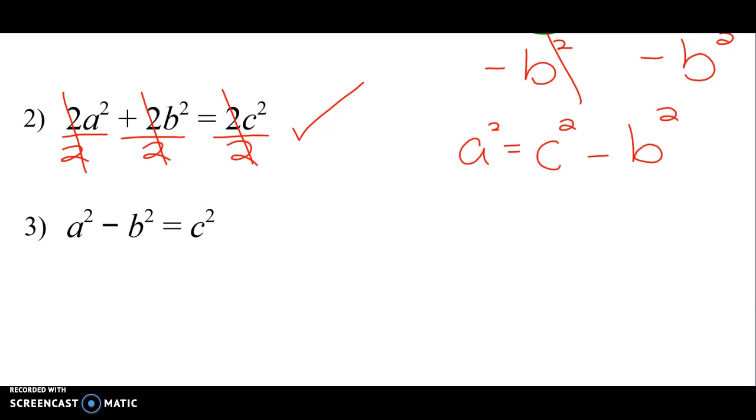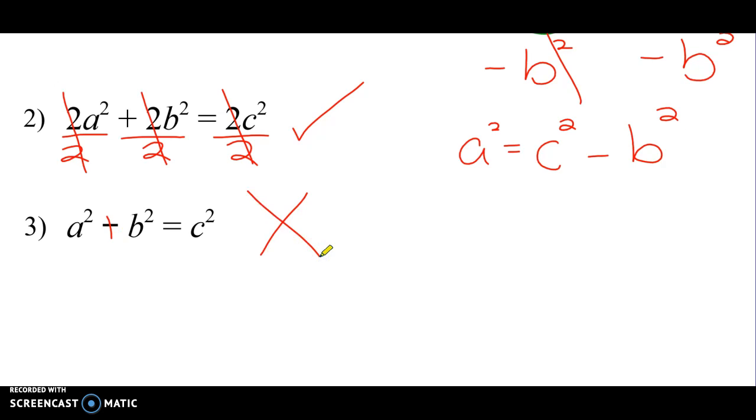What needs to happen for this to work? It needs to be added. And nothing changed order. They just randomly changed one of the signs. Can you just change one thing in an equation and ignore the others? No. So this is not a valid form of the Pythagorean theorem.